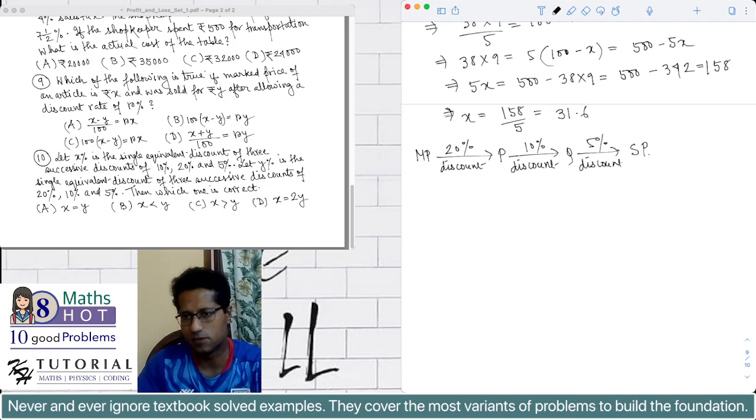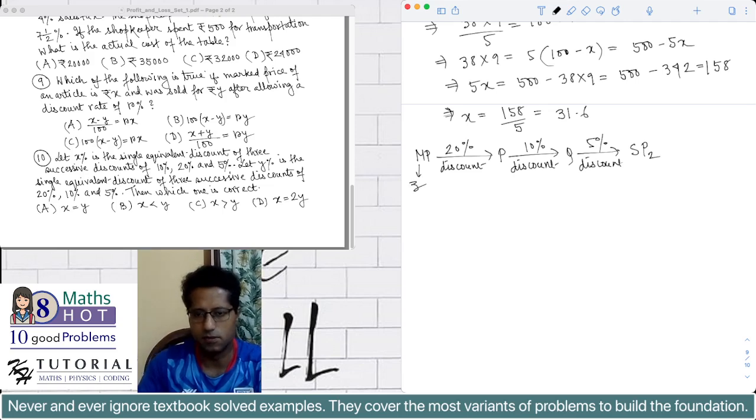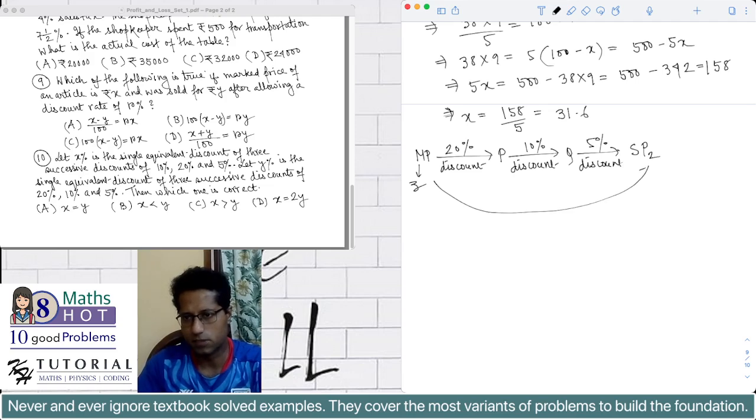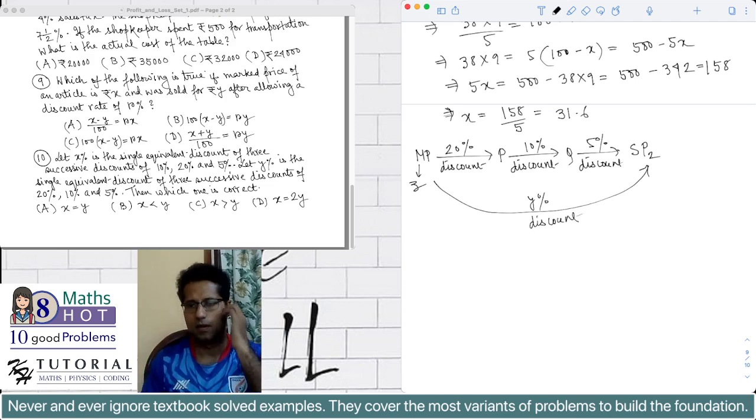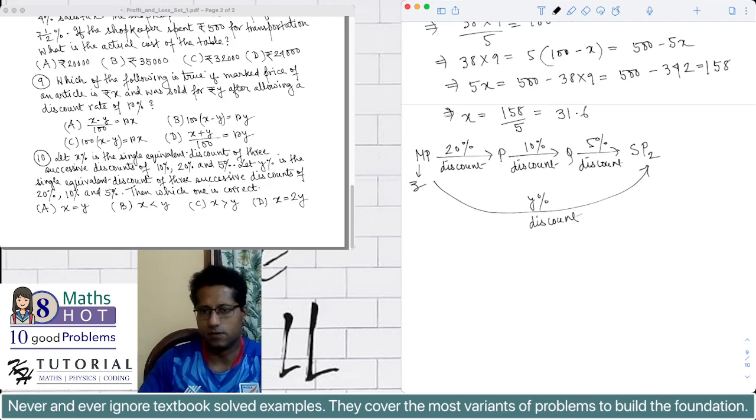We are naming it as SP2, and let's say the mark price is always the same. Let's say mark price is Z. Now we have to find the single equivalent discount. Let that be y percent. So this is the scenario. We have to find y. So we will compute y the same way as we computed x.